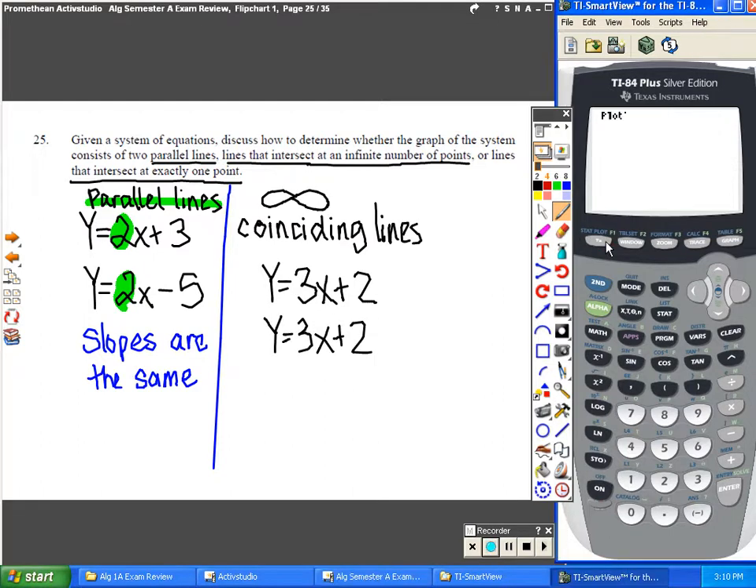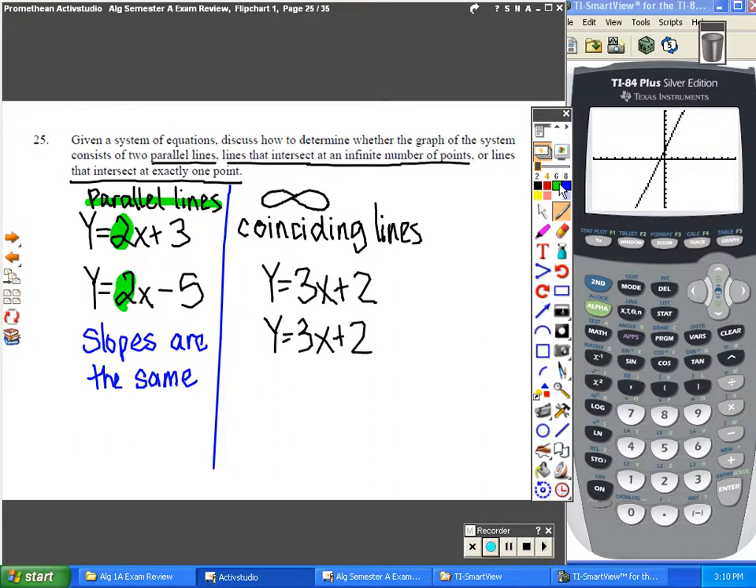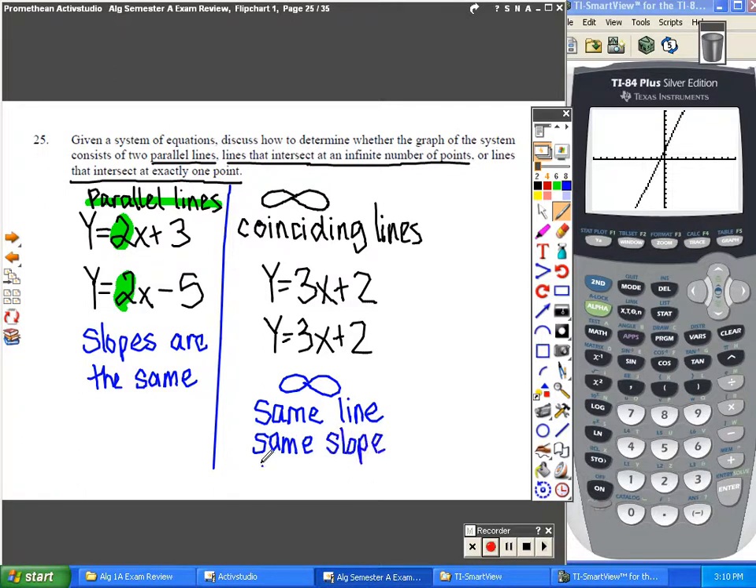So if you look at a graph where this one said 3x plus 2, this one would also say 3x plus 2. And when you graph them, what you'll find is that one line graphs and then the other line actually graphs right over top of it. So the answer is these have an infinite number of points in common because they are the same line. And they're the same line because they have the same slope and they have the same y-intercept.